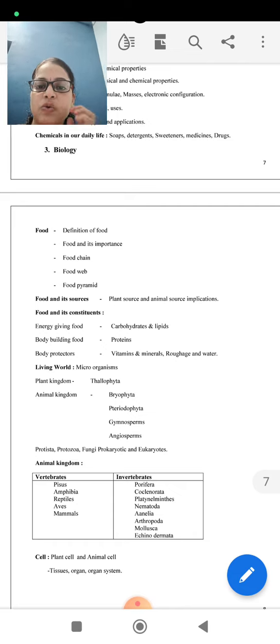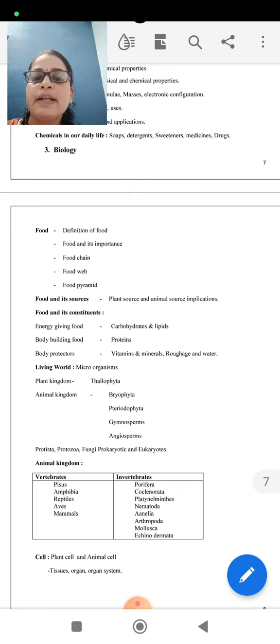Next, food and its sources, I mean where the foods come from. We have to learn whether it comes from plant source or animal source, and its implications, that means the importance. Next, the types of food. We have different types of food, that is energy giving foods, body protector foods, and body building foods. Energy giving foods are carbohydrates and lipids. They give energy instantly.